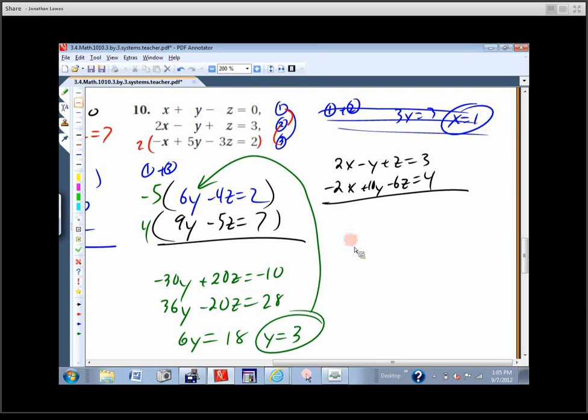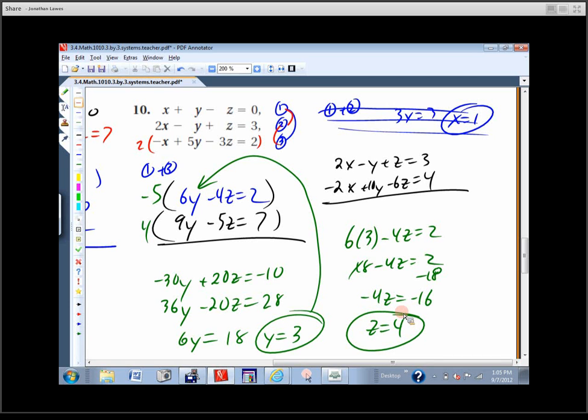I'm going to take this and I'm going to plug it back in. I'll plug it into this one right here. So that's going to be 6 times 3 minus 4 times z equals 2. That's 18 minus 4z equals 2. Subtract 18, that's minus 4z equals negative 16. So that means z equals 4. Now, am I done on this problem?